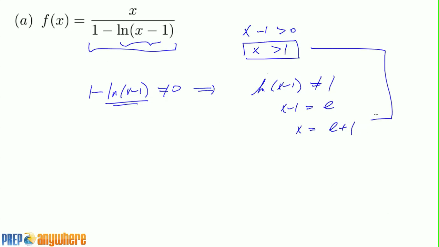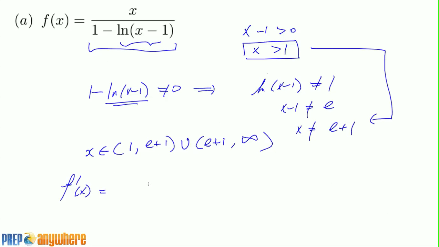So there's two restrictions we have to combine: x cannot be e plus 1, and x has to be greater than 1. So in interval notation, it has to be greater than 1, but you have to exclude e plus 1, union, exclude e plus 1, and go all the way to infinity. So that's the domain.